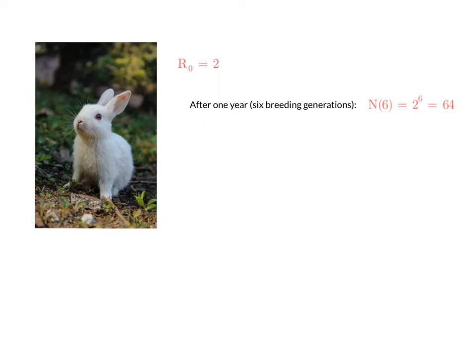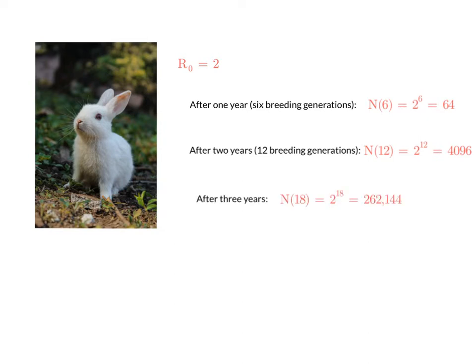So after 1 year or 6 breeding generations, we'll have N6, which is just 2 to the power of 6, or about 64 pairs of cute little bunnies. After 2 years or 12 breeding cycles, we would have 2 to the power of 12, or 4,096 pairs of not quite so cute looking bunnies. And after 3 years or 18 breeding periods, you end up with a pretty horrifying 2 to the power of 18, or over 262,000 breeding pairs of, at this stage, vermin.